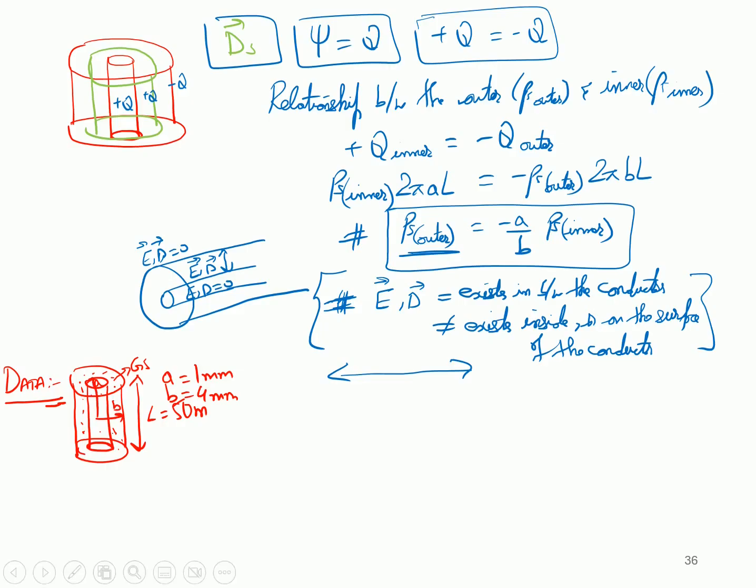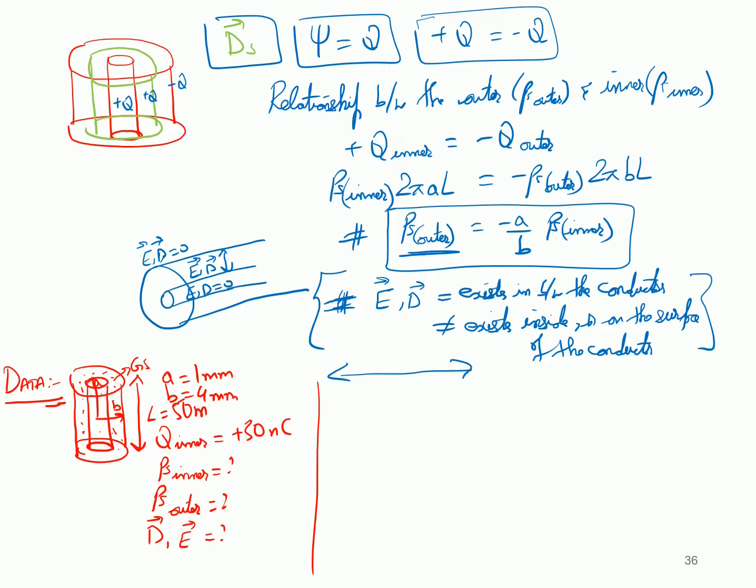Okay, and we have been given that the charge on the inner conductor is plus 30 nanocoulomb, and we need to find the value of the surface charge distribution on the inner conductor, the surface charge distribution on the outer conductor, and the value of electric flux and electric field intensity for this scenario. So let us solve this.